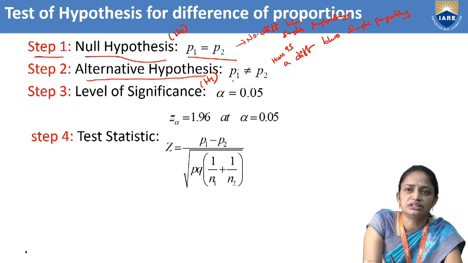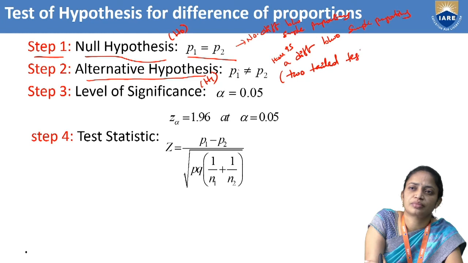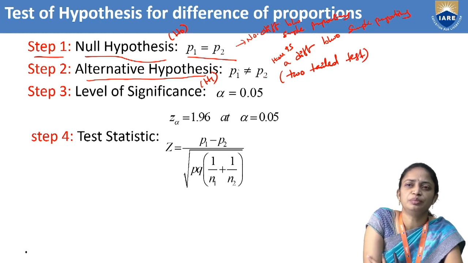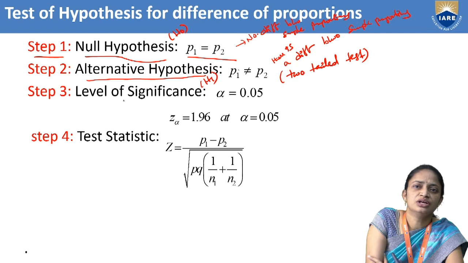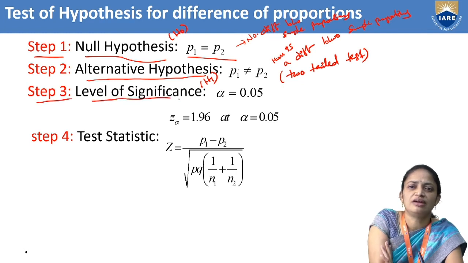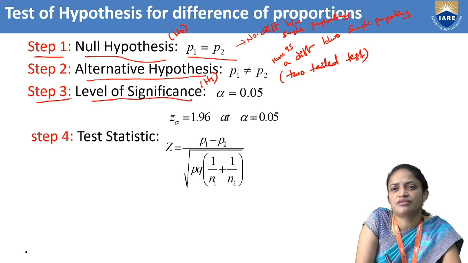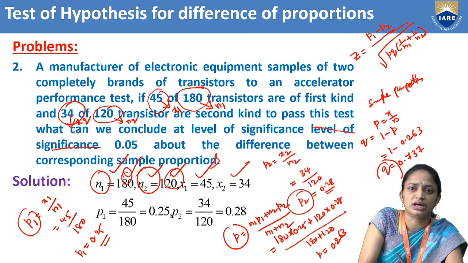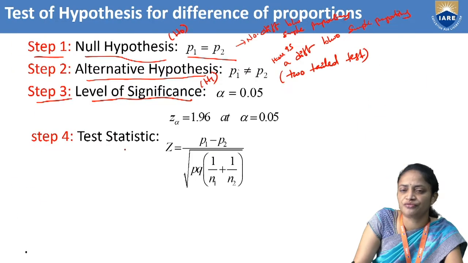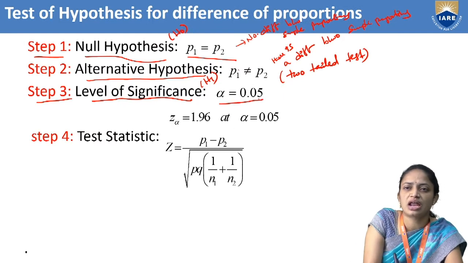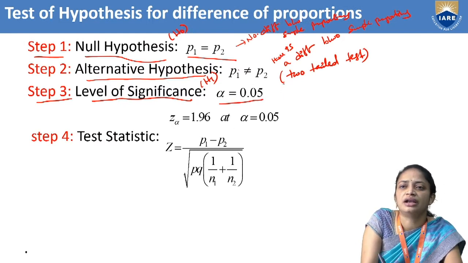Already we have discussed that if P1 is not equal to P2, then we can say that it is a two-tailed test. So P1 not equal to P2 means a two-tailed test. Okay, so next step is step 3, level of significance. So what is the level of significance here? Already they have given that the level of significance is 0.05, the alpha value, in a two-tailed test.